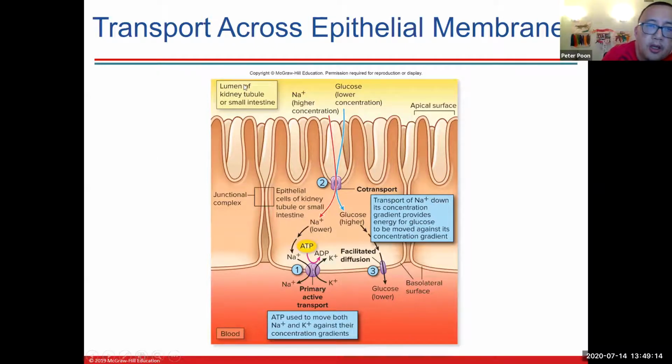So this is the kidney tubule or the small intestine. You can bring in glucose here, and then you purposely pump out glucose here. This is facilitated diffusion, so glucose keeps leaking back into the bloodstream. So you can then bring in more glucose this way.